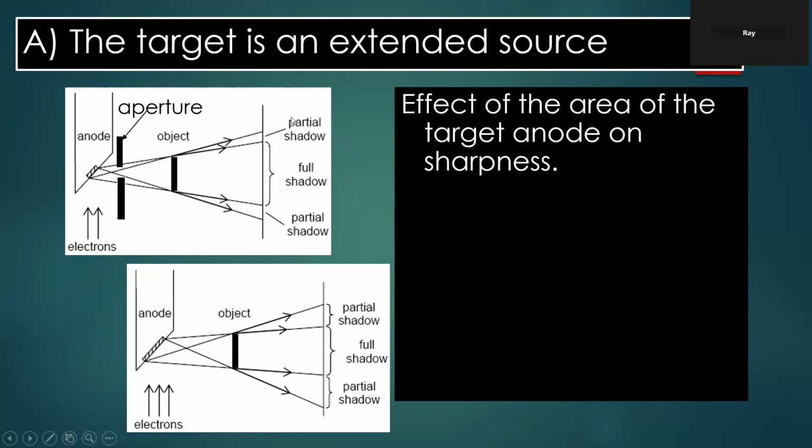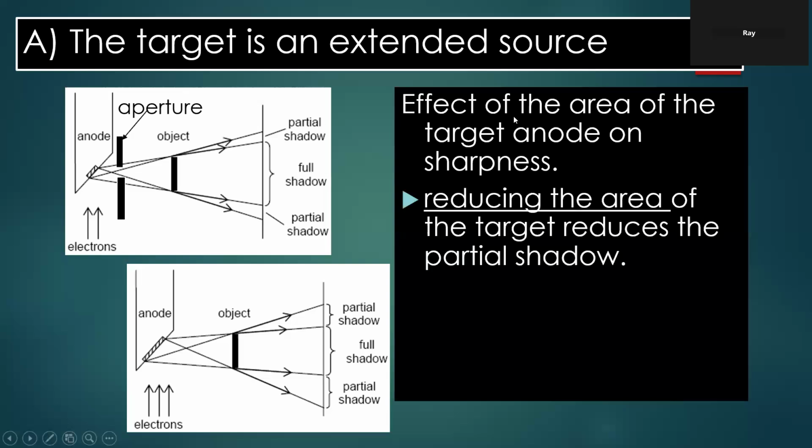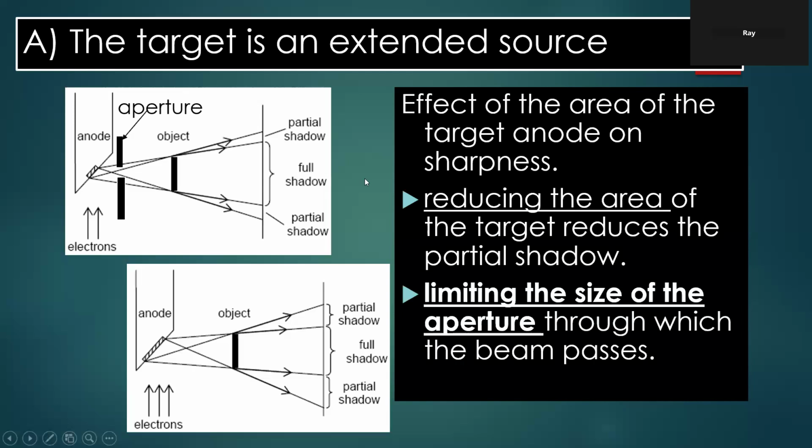Effect of the area of the target anode on the sharpness: reducing the area of the target reduces the partial shadow. You reduce the partial shadow by decreasing the aperture, limiting the size of the aperture through which the X-ray passes. Okay, you cut off the partial shadow. Either we limit the area of the target or we have a smaller aperture.